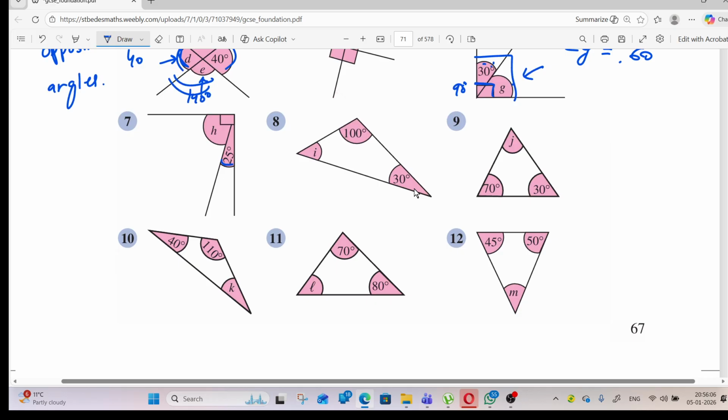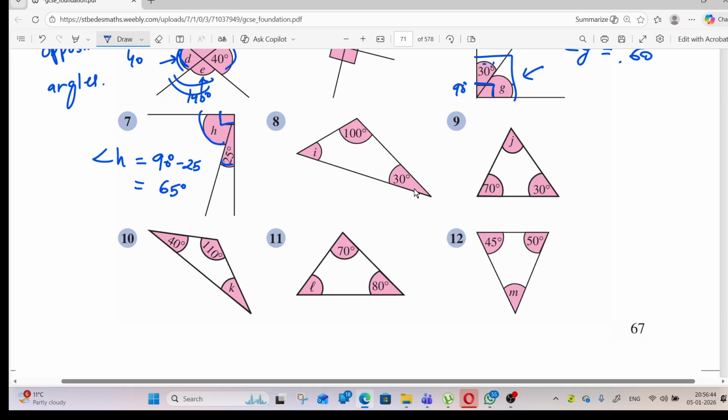If this is 25, how much is angle H? Because as you can see, these two lines are perpendicular. Angle H is 65, because you are doing 90 minus 25, right? So you get 65.